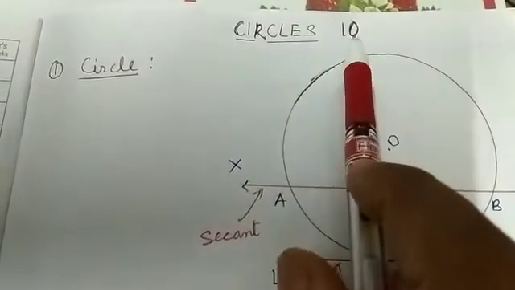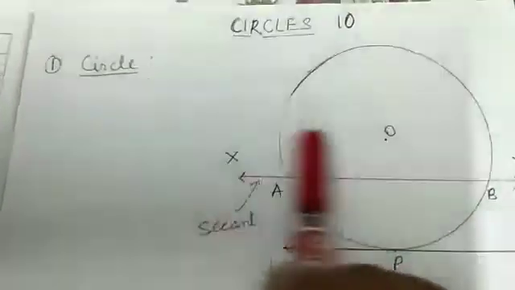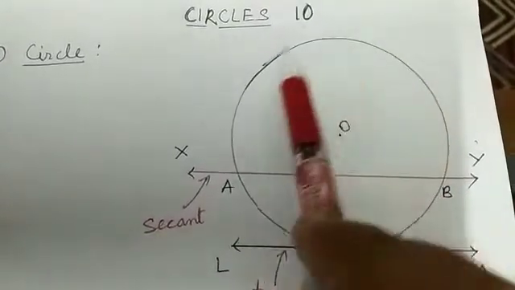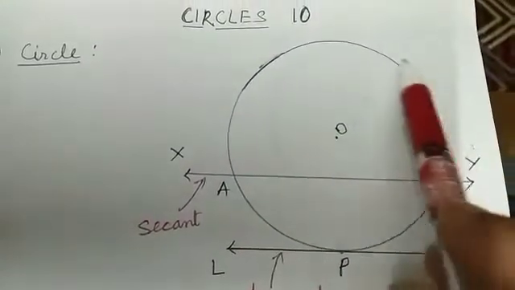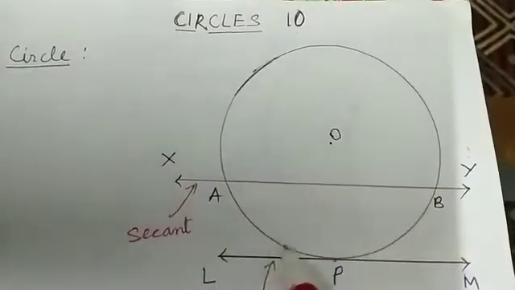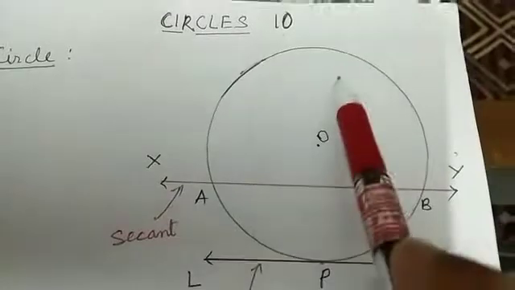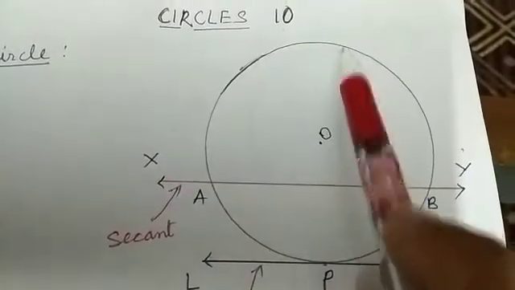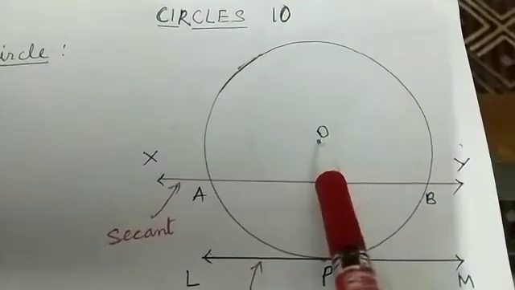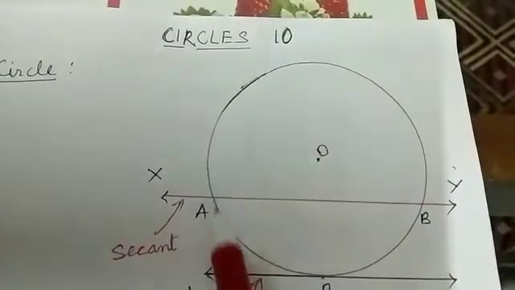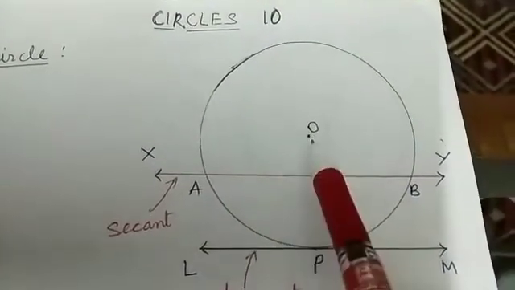Chapter 10, Circle. First we will see the definition of a circle. A circle is a collection of all the points in a plane which are at a constant distance from a fixed point. This is the fixed point, and the distance of all these points from here will be the same.